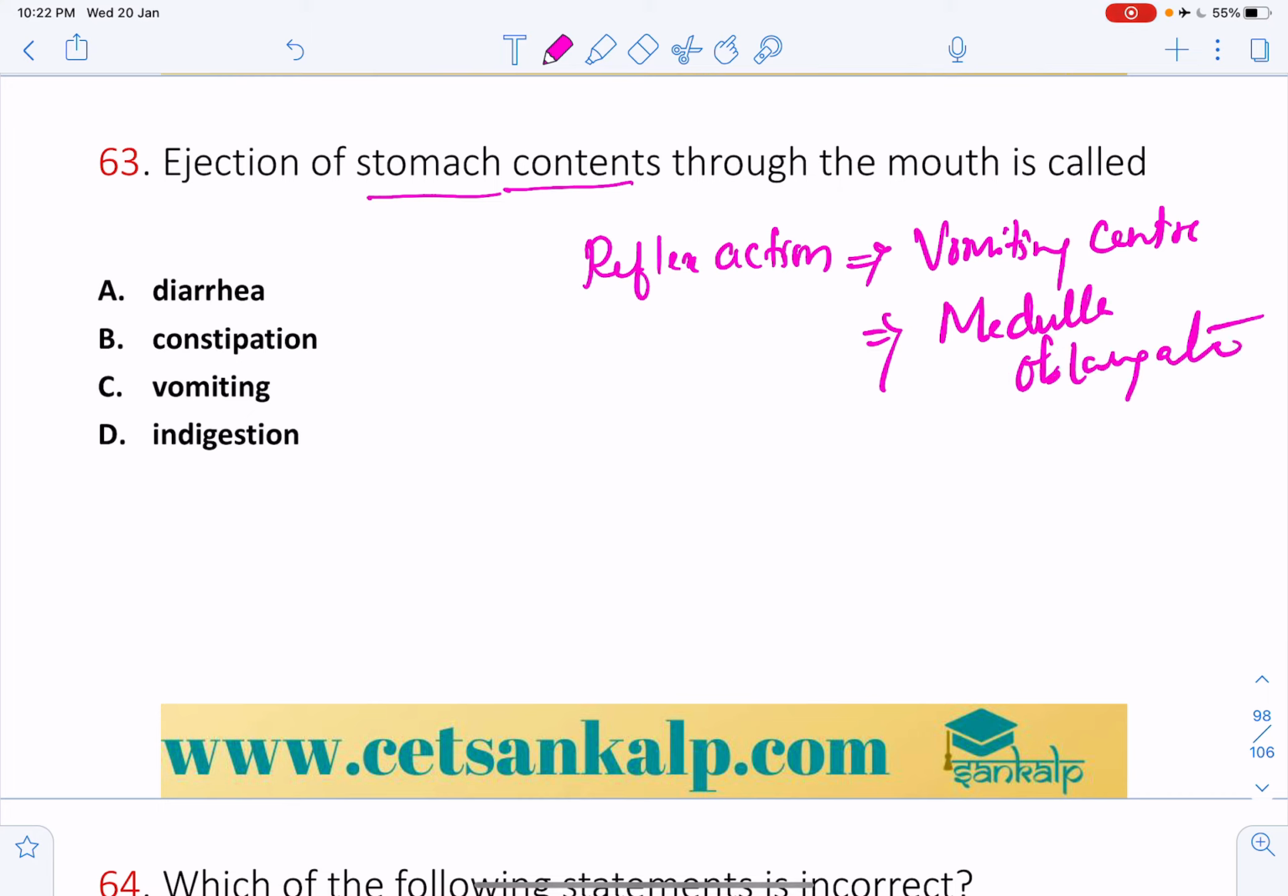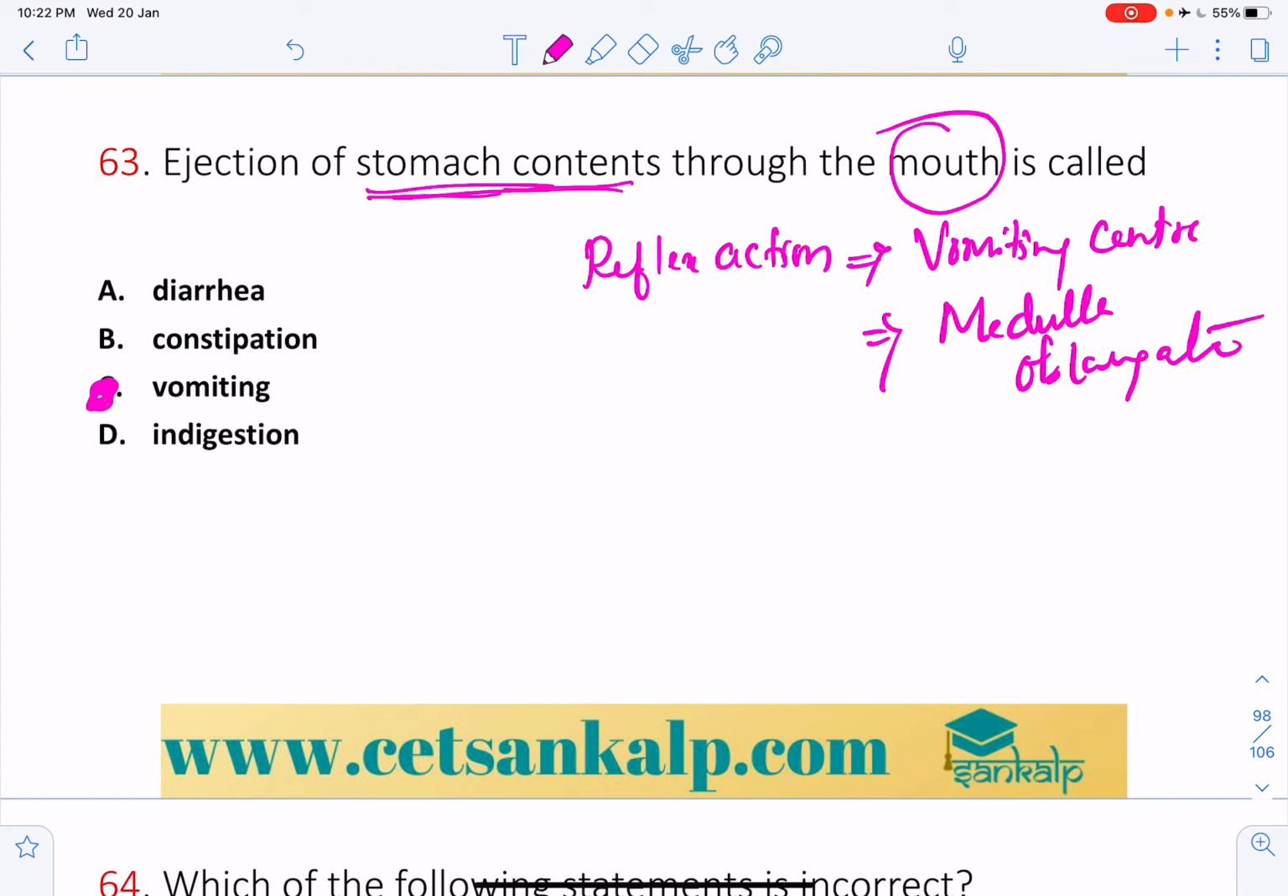When somebody vomits, we don't vomit slowly; suddenly the food content, the ejection of stomach content through the mouth, is called vomiting. Before vomiting, generally nausea, a kind of sickness, happens. There is a bitterness, or slightly more saliva is released, and sometimes before the vomiting it feels like your head is spinning, right.